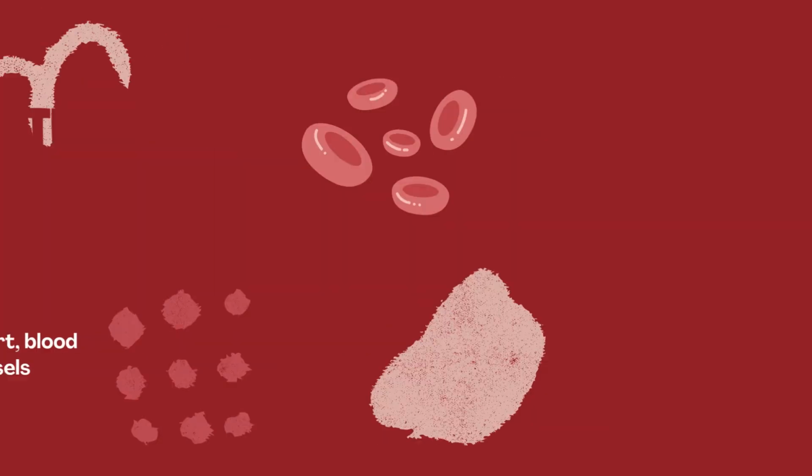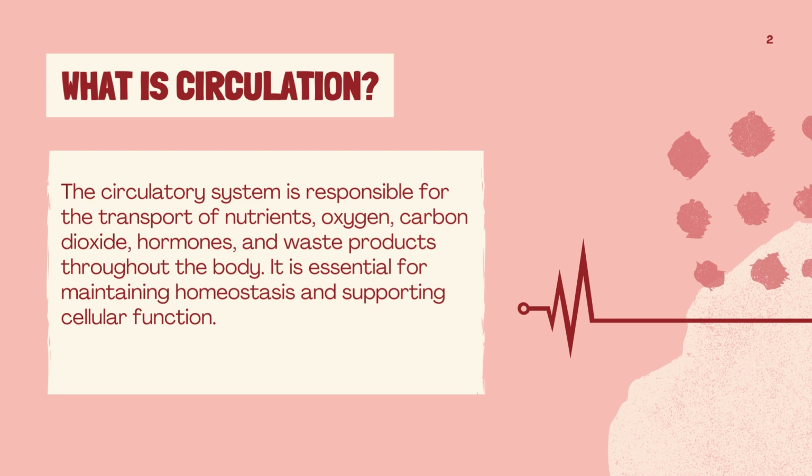First of all, let's discuss circulation. The circulatory system is responsible for the transport of nutrients, oxygen, carbon dioxide, hormones, and waste products throughout the body. It is essential for maintaining homeostasis and supporting cellular function.